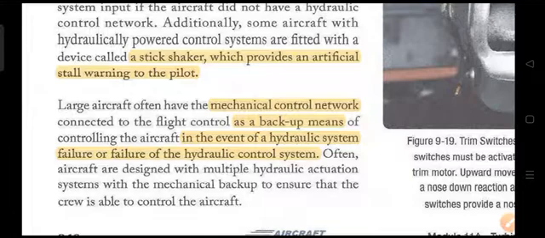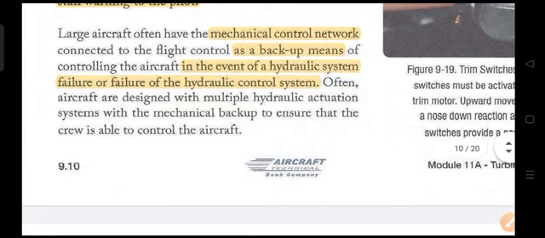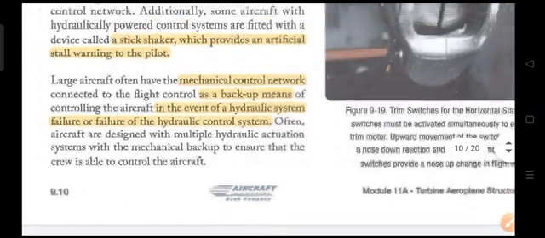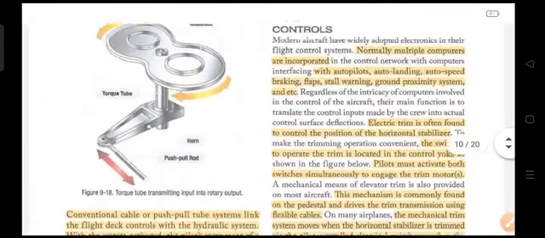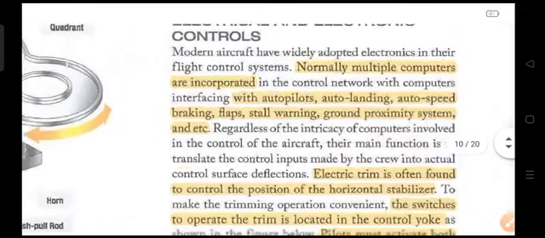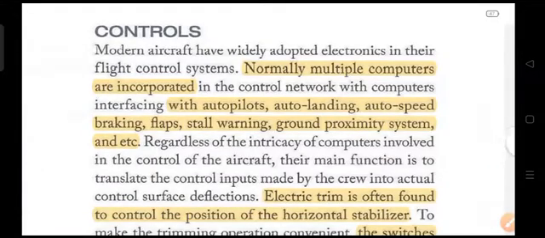Okay, it is to get his attention towards it. A mechanical control network is there in large aircraft, and as a backup means, in the event of hydraulic system failure or failure of the hydraulic control systems, mechanical systems will be there as a backup. Obviously it has to be there, because there may be chances when the hydraulic system will fail or the electrical system will fail, then who will control it? So there has to be some emergency mechanical systems.